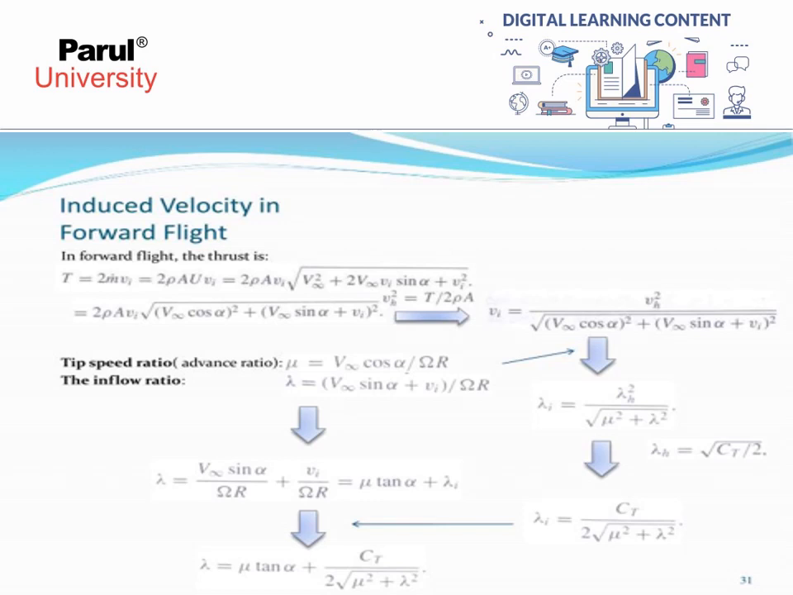Now in this unit we have to remember: advance ratio, tip speed ratio, or inflow ratio. Both things are important for this lens. Right? We can go for the next.